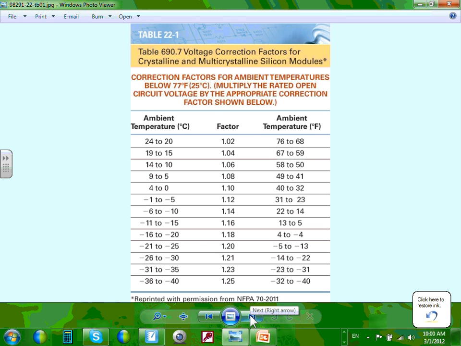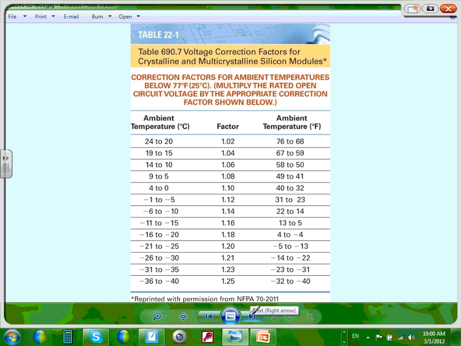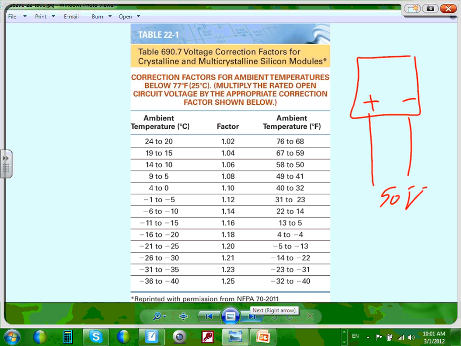Okay, now when you do the voltage, believe it or not, in Minnesota, guys, the lower the temperature, which is kind of opposite to what we think, the lower the temperature, the higher the voltage generated in a photovoltaic system. Take this. If I have a photovoltaic panel, and here's my positive, negative, and my open voltage for this panel is 50 volt. This is a solar panel, okay?